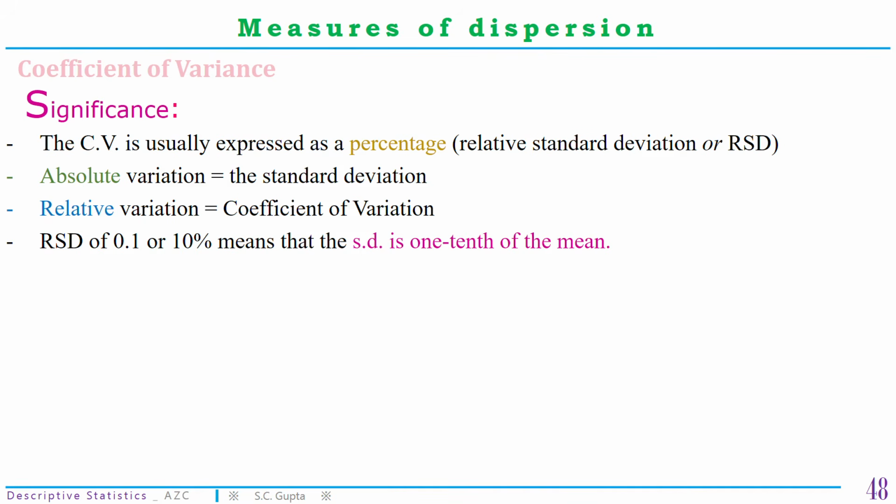Significance of coefficient of variance. The CV is usually expressed as a percentage, that is, relative standard deviation, or RSD. Absolute variation is the standard deviation. Relative variation is coefficient of variation. RSD of 0.1 or 10% means that the SD is 1/10 of the mean.